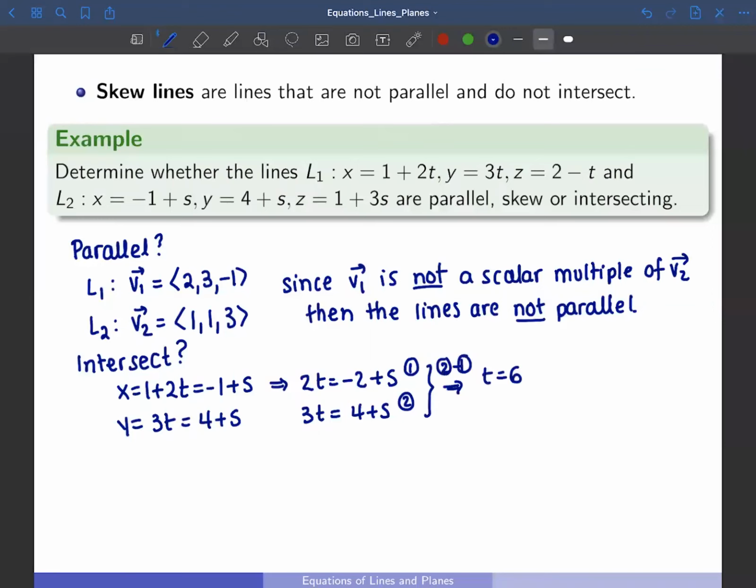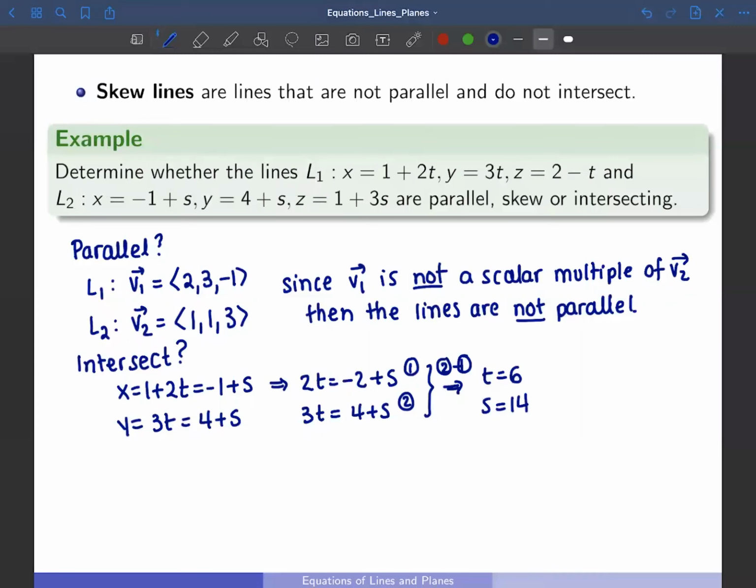And substituting that t equals 6 into either equation 1 or equation 2, let's try equation 2. So we have 3 times 6 is 18, and then minus 4. So that gives us that s is equal to 14.